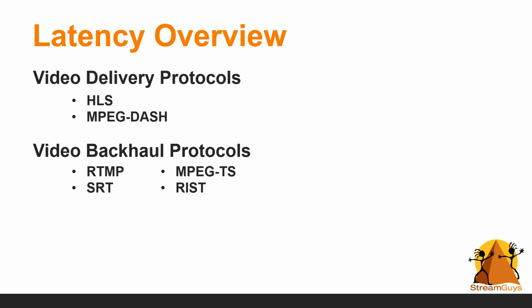HLS latency is usually between 20 and 60 seconds behind real time, depending on the variables, like the chunk length, number of chunks, and the media player being used. The media player chooses which chunk to begin playback, and this in turn influences latency.